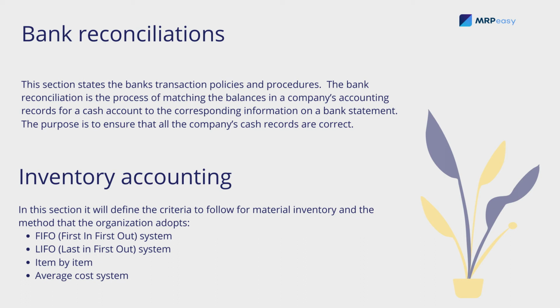Inventory accounting. In this section, it will define the criteria to follow for material inventory and the method that the organization adopts. FIFO, first in, first out system. LIFO, last in, first out system. Item by item. Average cost system.